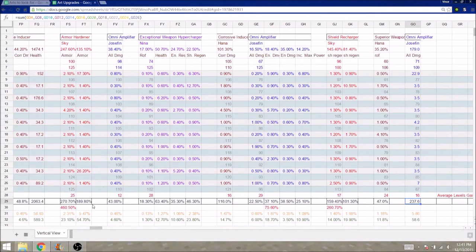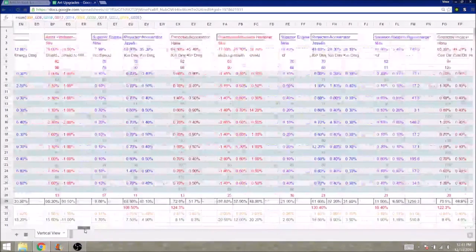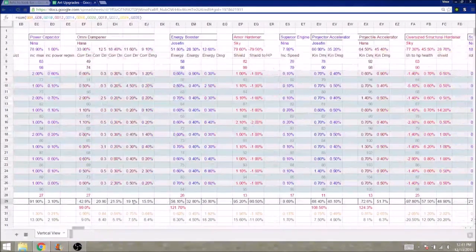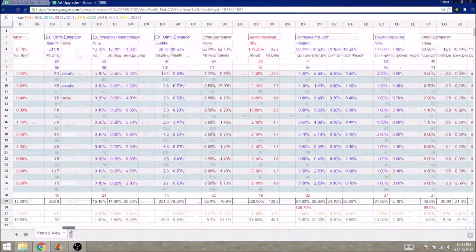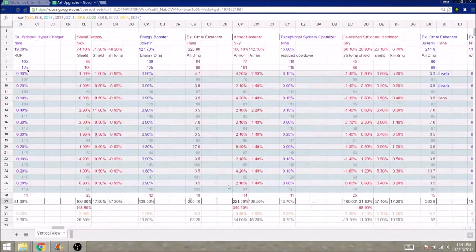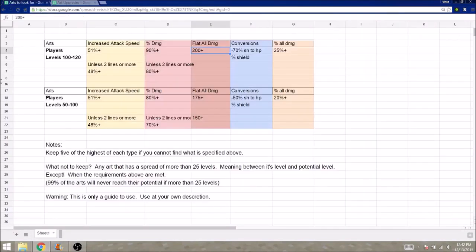There's a lot of arts in here. I've tried to upgrade every kind of art in the game. There's a speed art here. There's shield HP, energy, increased power regen. I've sort of tried to grab everything. Here's reduced cooldown, armor. Again, I tried to grab everything so that there is some sort of a guide to look at, especially if you don't know about an art, especially if it's borderline on this guideline.